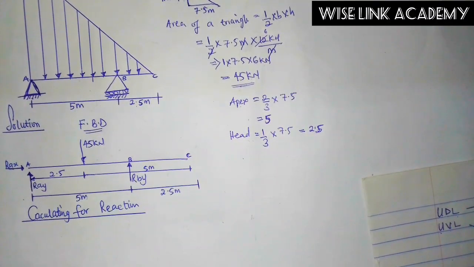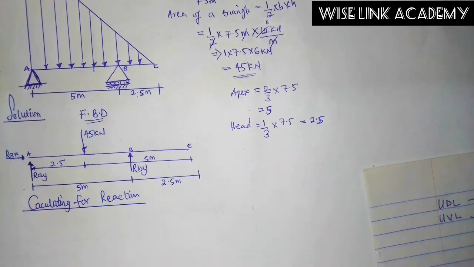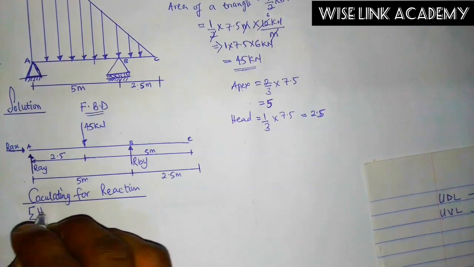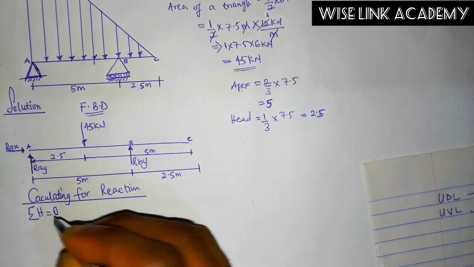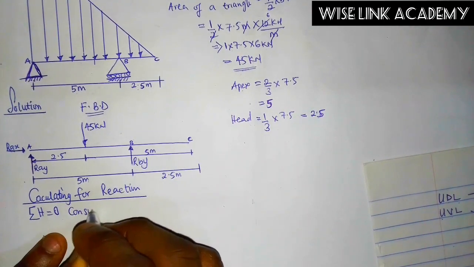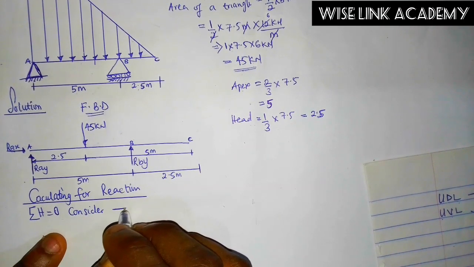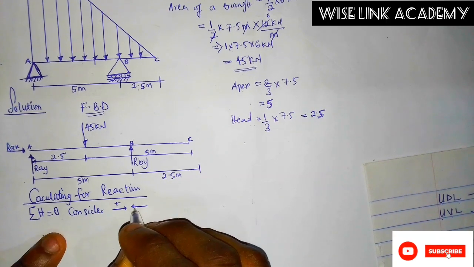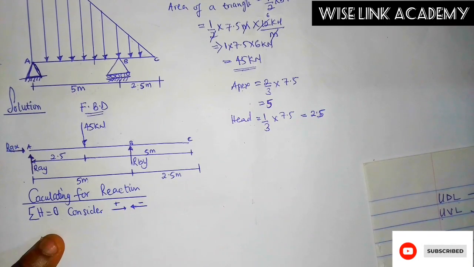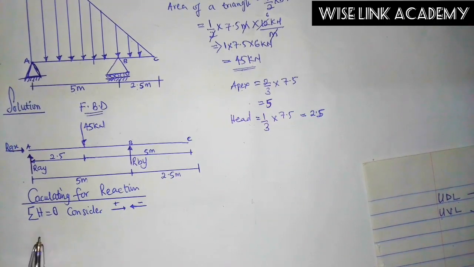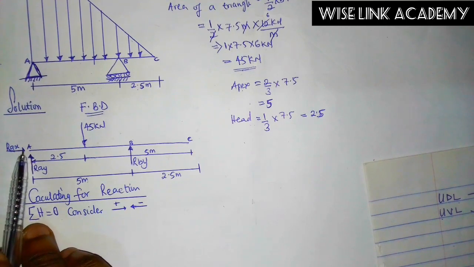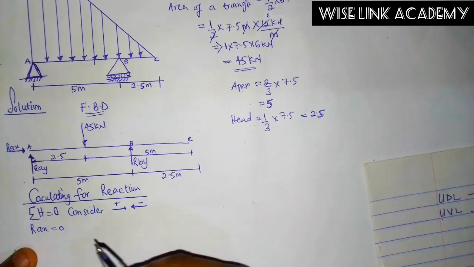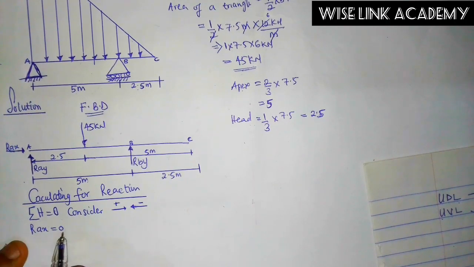If I want to do that, I'll start with summation of H is equal to 0. So consider this to be positive and this to be negative, isn't it? If I consider this, what is the horizontal force reaction here? It is already this. So definitely I'm having RAX is equal to 0. Automatically my answer is 0, isn't it?